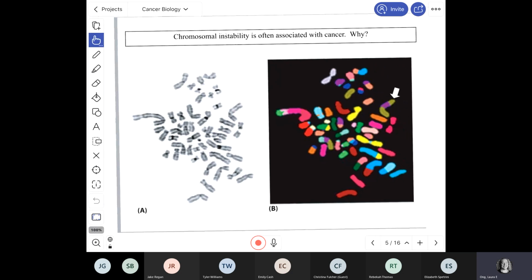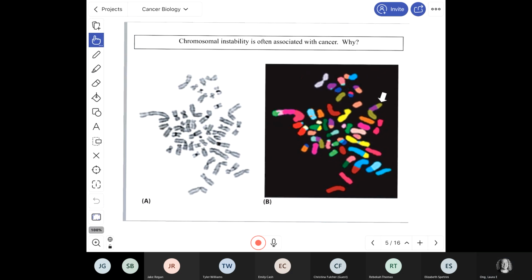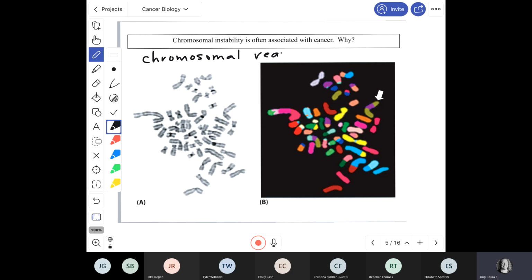One other risk factor for developing cancer is chromosomal instability. Chromosomal instability, and I would define this as large-scale chromosomal rearrangements.